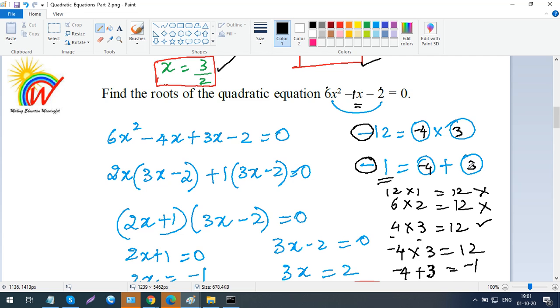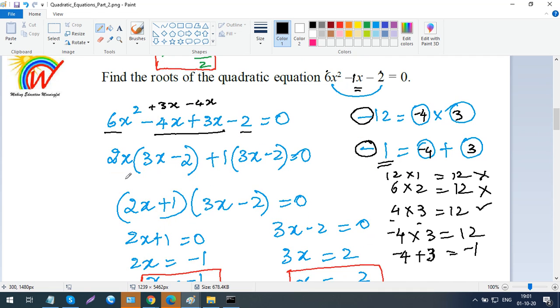Understood? So now I will just do as it is. 6x square and minus 2, I write it as it is. In the middle term, I will write it as negative 4x plus 3x. Or you write 3x minus 4x also, it's fine. It doesn't matter. Just you have to take the positive negative sign, okay? You have to move the sign with the number, alright?